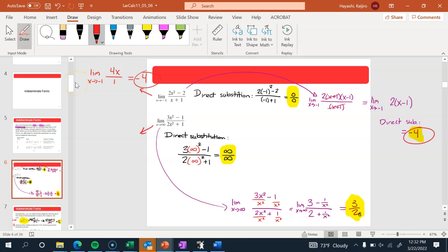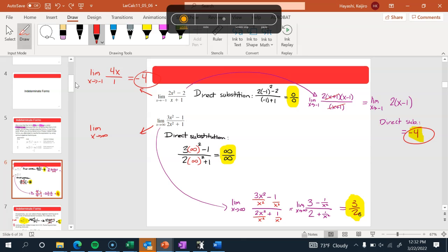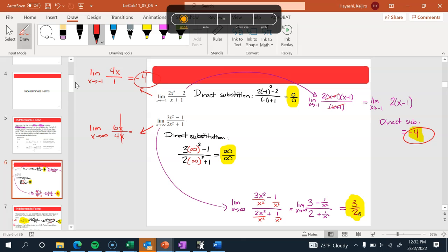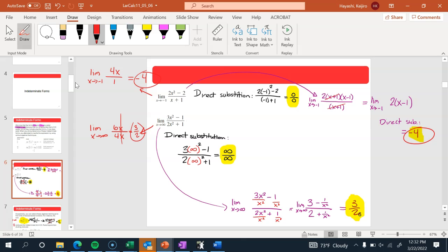Go ahead and do that with this. Take the derivative of the top. The derivative of 3x squared is 6x. Minus 1 differentiates into nothing. And the bottom becomes, if you take the derivative of the bottom, 4x, which you can cancel out those x's. And 6/4 is just 3/2. That same 3/2 is from here. So, knowing this, you will never have to algebraically manipulate a limit again.